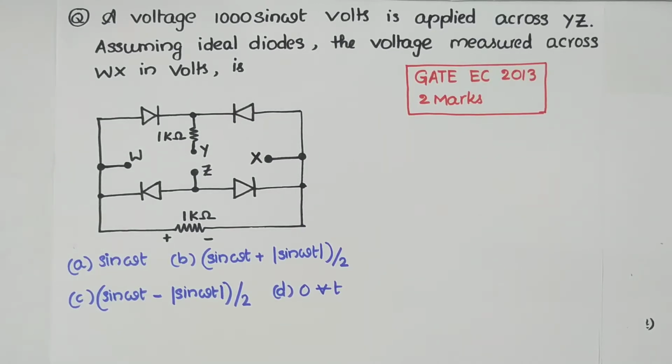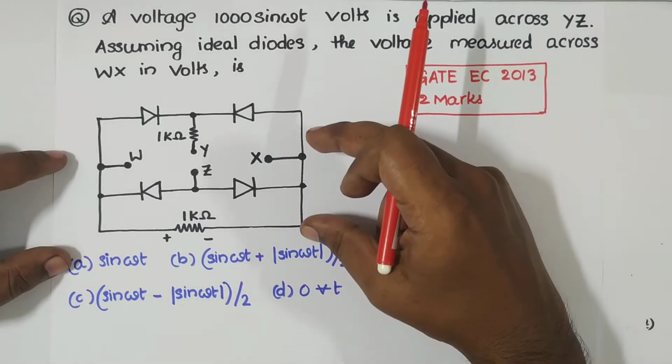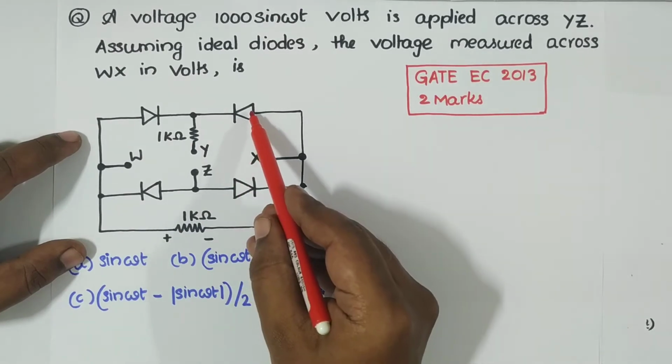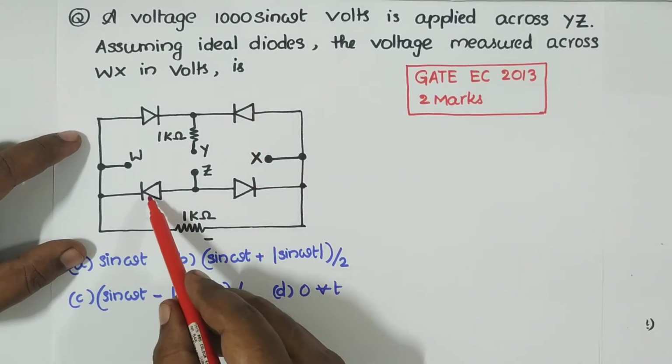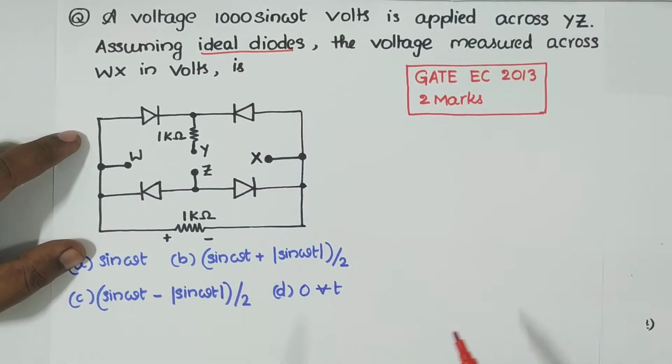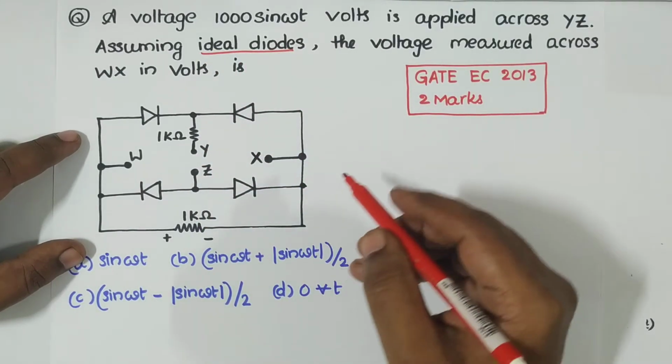We have a bridge-based problem asked in GATE ECE 2013 for 2 marks. It is very simple to solve. We can form a bridge out of this. So you have 4 diodes. They are connected like this, and these 4 diodes are ideal. They are ideal diodes. Now he gave this information.